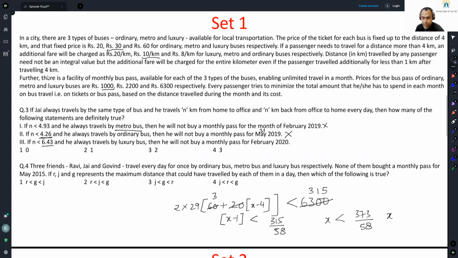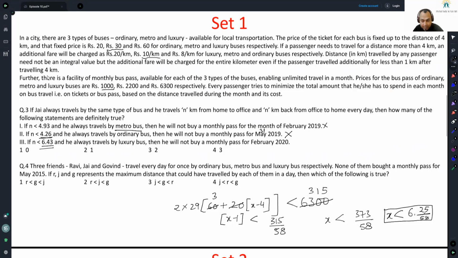6 point something, no, is less than 6 point something. I don't really care what the precise number is. Can I say this is flawed now? This is flawed now. I can get the precise value. So 290 plus 58 is 348. So this is 6 whole 25 by 58. Most likely it is going to be 6.43 only.